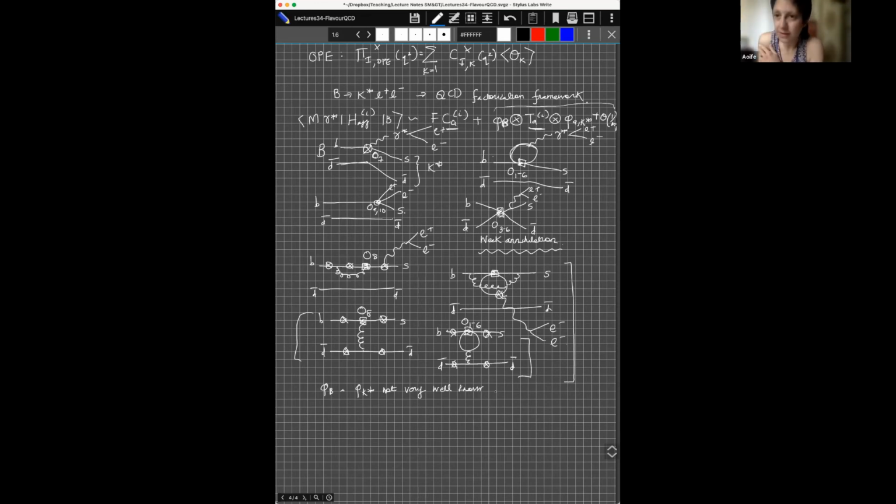So the lattice could tell us more about this, and there are some lattice groups working on the pi LCDA, maybe, and the K. The K star on the lattice is more complicated. We need more information.